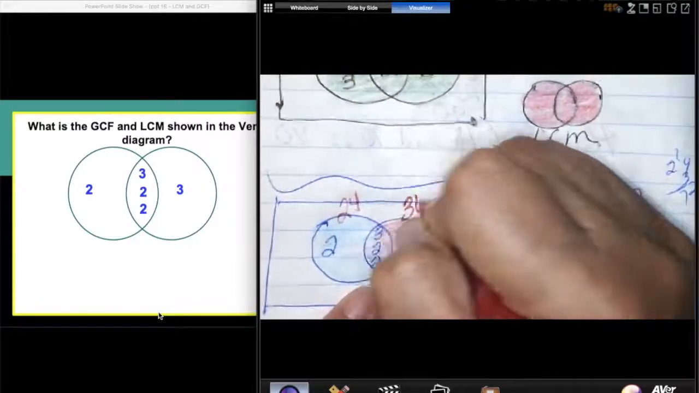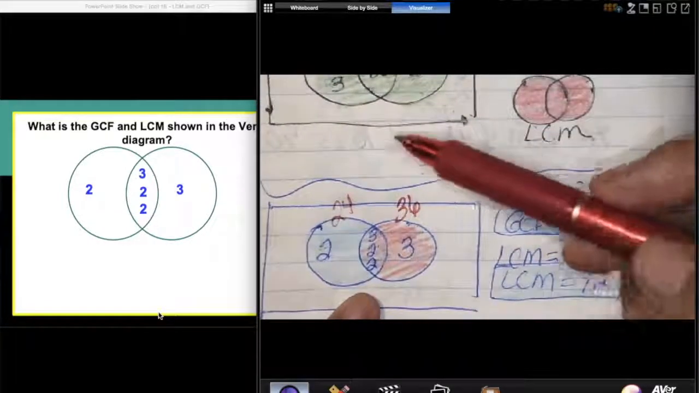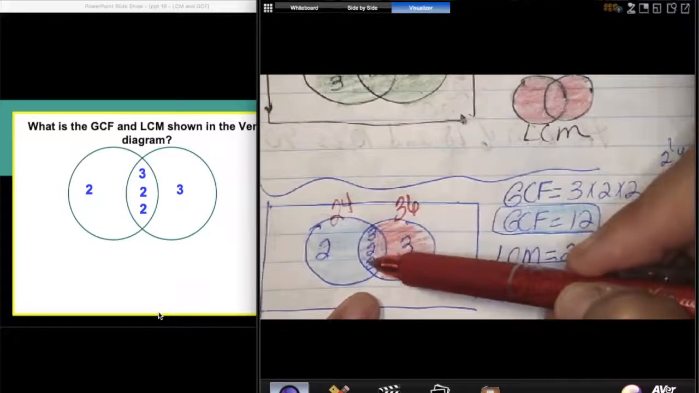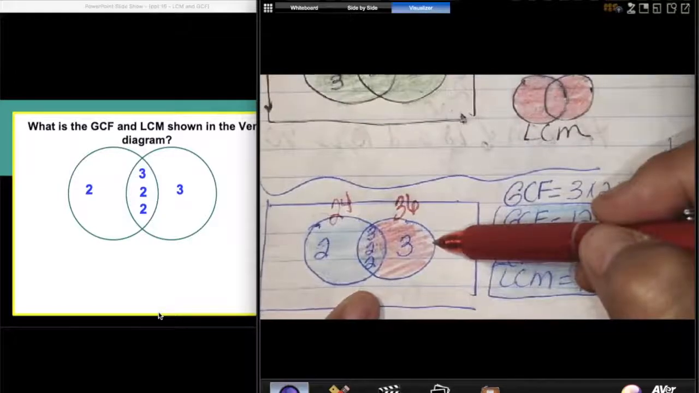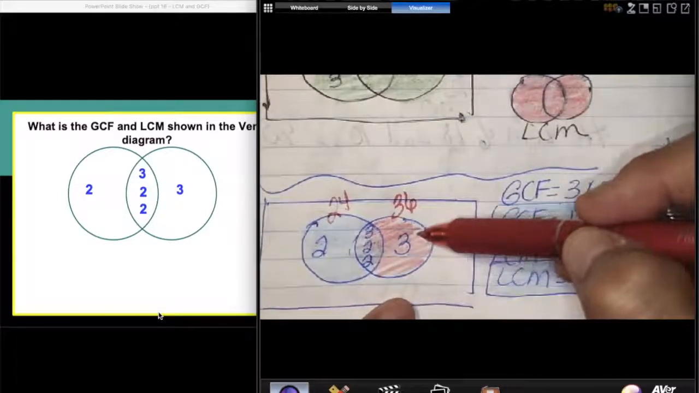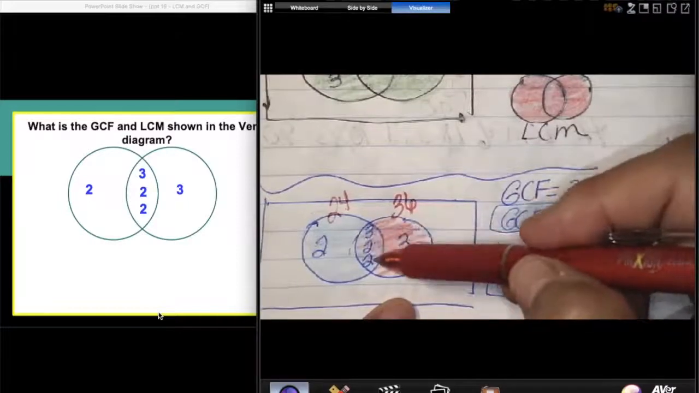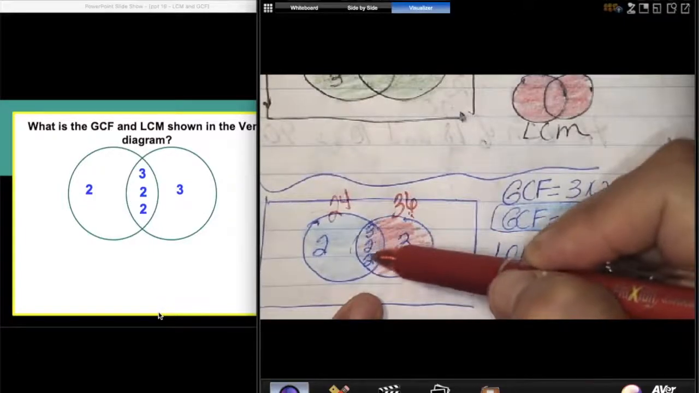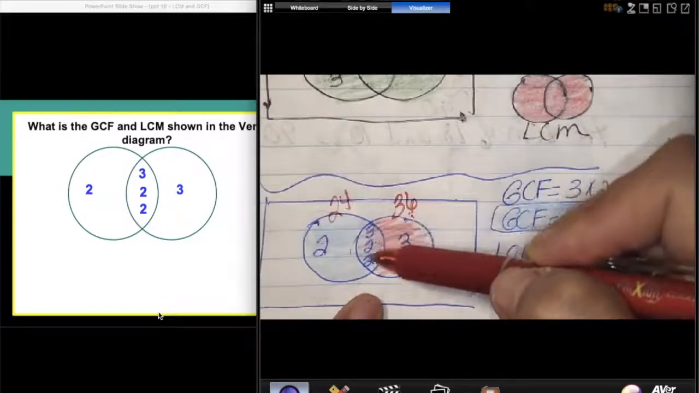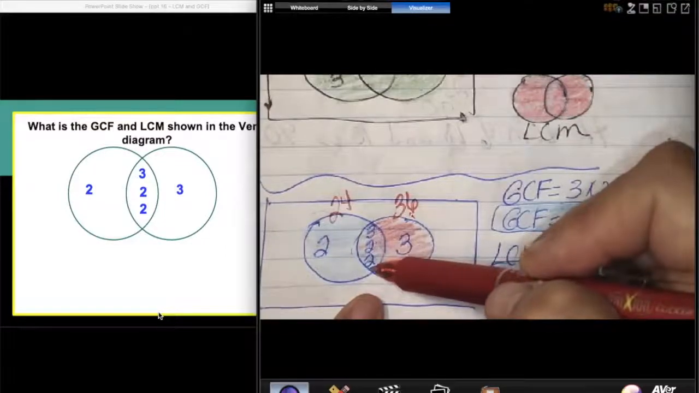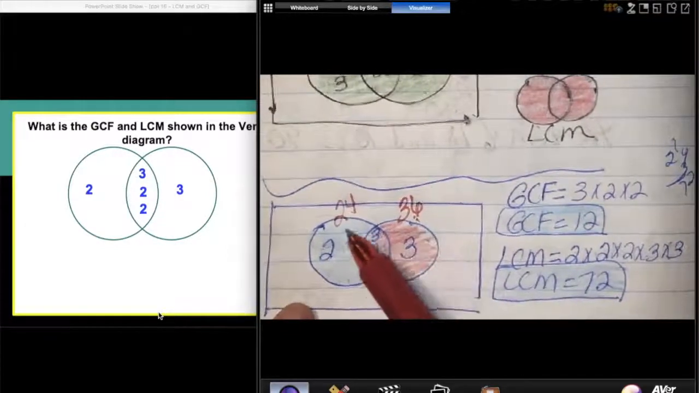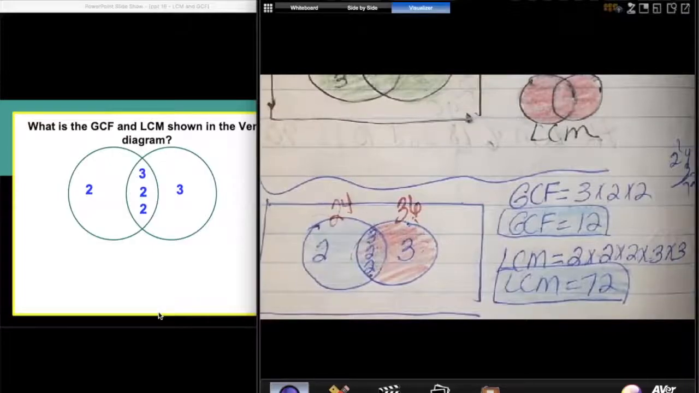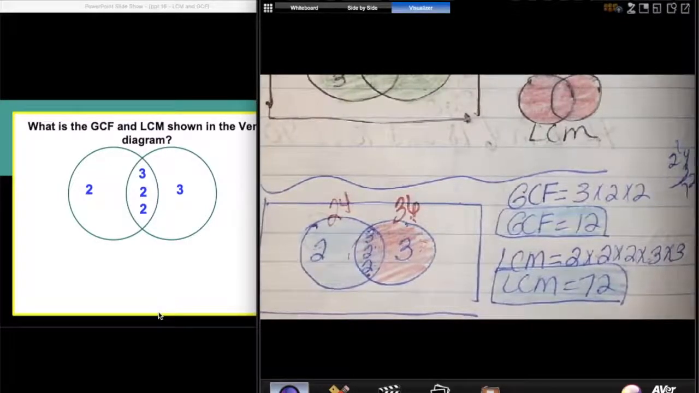Now they're not asking me for this in that question. I'm just throwing that in as a bonus. We were able to determine that this circle represents 24 by multiplying all the factors, and the number in the circle on the right by multiplying all the factors. If I'm looking for GCF, I only multiply the three numbers in the overlapping center region. If I'm looking for LCM, I multiply all of the factors in the two circles. Okay, so this is using a Venn diagram to find the GCF and the LCM.